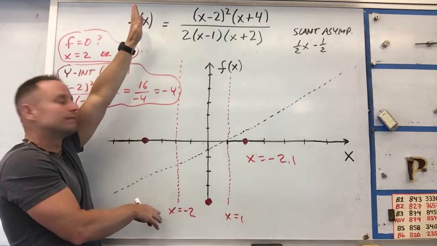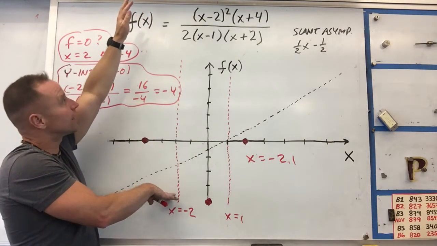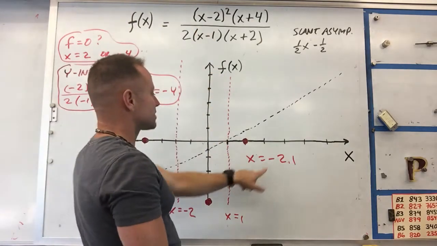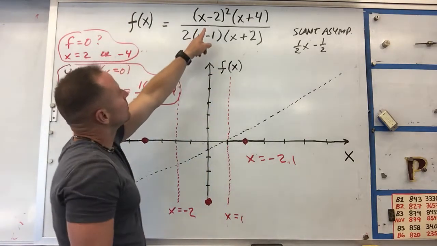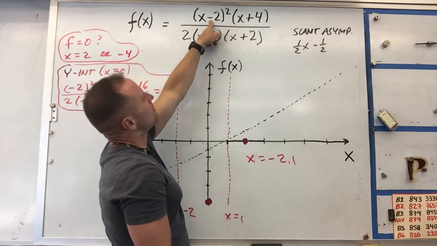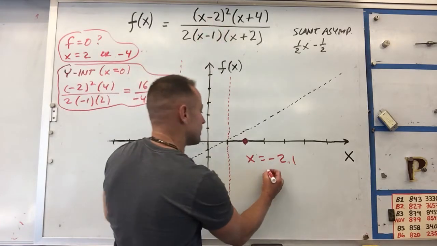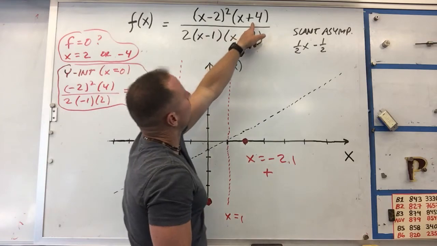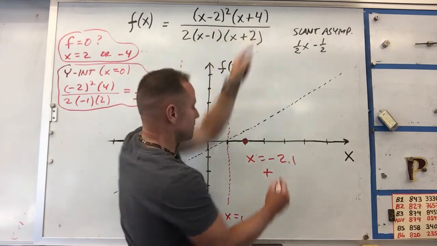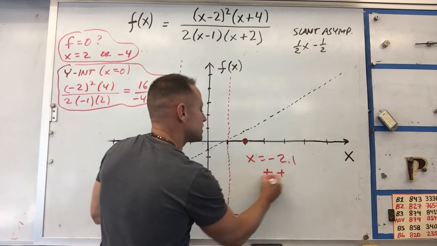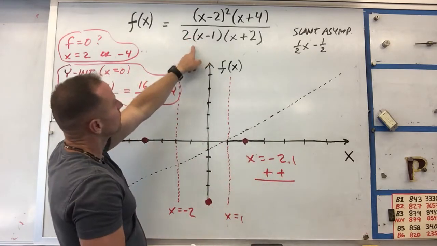Is it real big positive direction or real big negative direction? So let's just look at the sign when x equals negative 2.1. Well, so let's go up here. This term is going to be positive no matter what, because you're squaring it. So we get a positive. What are we at? Negative 2.1. That's going to be positive. So we get a positive times a positive over.